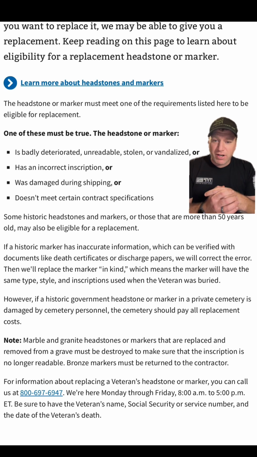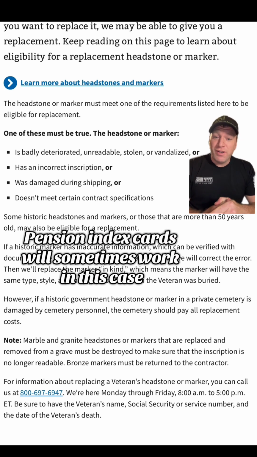The other thing that this says, and I might have cut it out. Oh, no, it's down at the very bottom. It says, be sure to have the veteran's social security number or service number and the date of the veteran's death. So that doesn't work for most Civil War veterans, because Social Security didn't come around until the 30s, 1932, 1934, I can't remember. So they did not have a Social Security number. A lot of times they didn't have a service number either. So having all these documents that I showed you in the beginning of this video is very helpful to prove that that veteran did in fact serve.